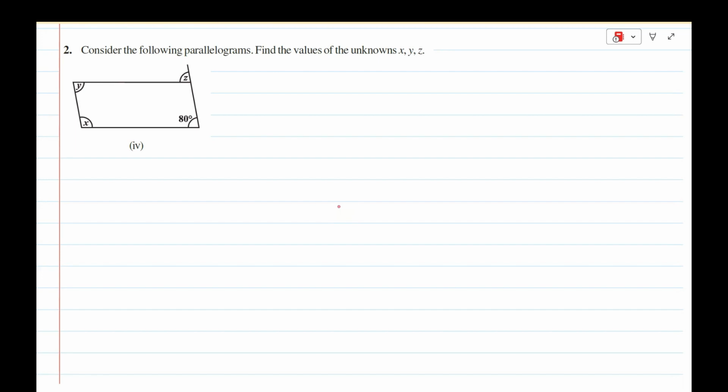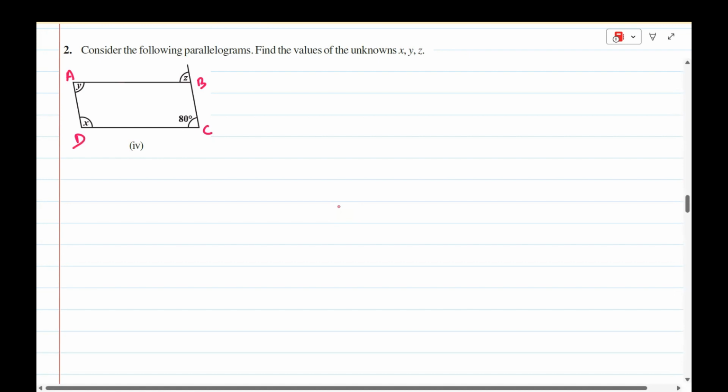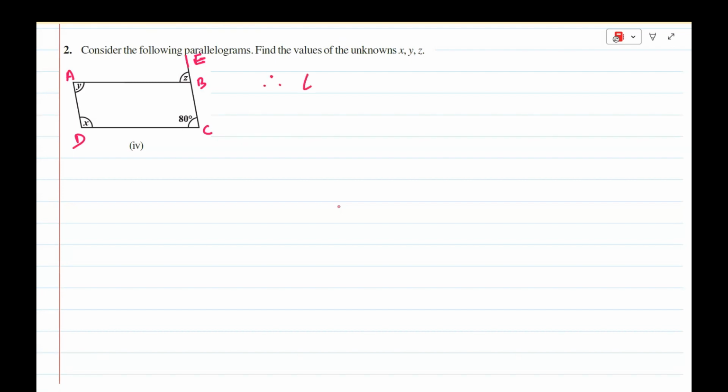Here the first property is that opposite angles of a parallelogram are equal. So what are opposite angles? Let's name them first: A, B, C, D, and then the extended part named E. Angle A and angle C are opposite angles. Therefore, angle A is equal to angle C. So Y is equal to angle C, which is 80 degrees. Therefore, Y is 80 degrees.